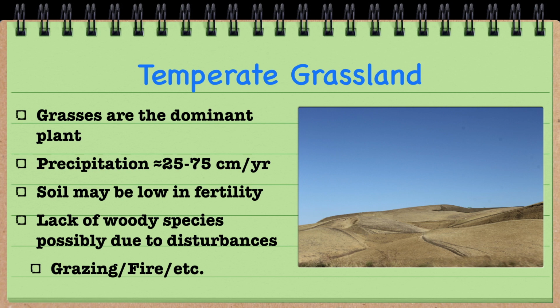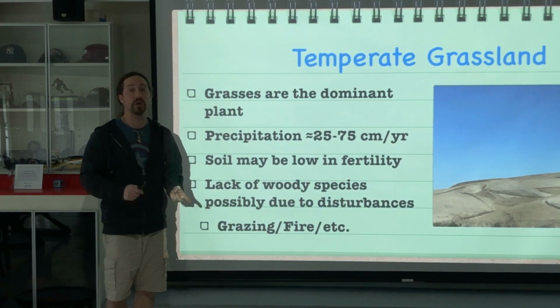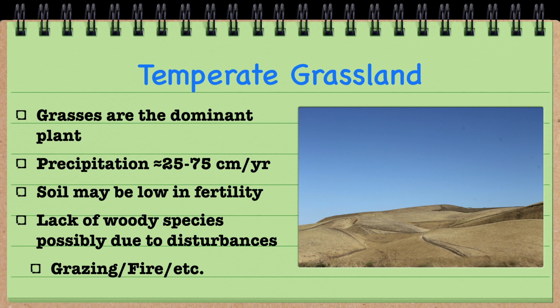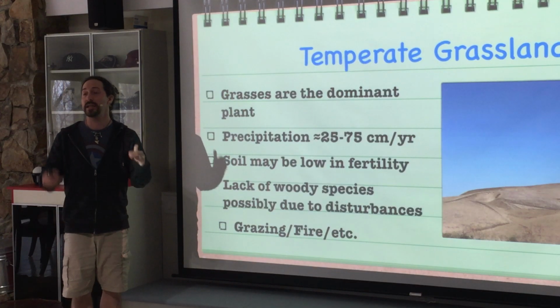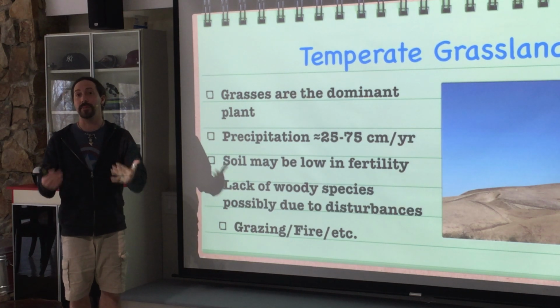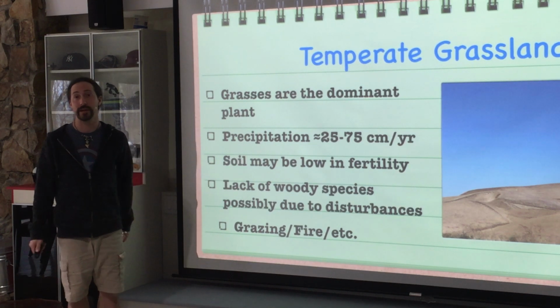Also, besides just the fact that the nutrients aren't as rich and because you have less rainfall, they typically also deal with disturbances. We're talking about wildfires. We're talking about large grazing animals. We're talking about different things that would disturb the growth of a woody species, because a woody species takes a lot longer to grow than it does other non-woody plants like grasses or ferns. So, woody species typically don't do well in grasslands because of those disturbances. They are not able to succeed. They die off too quickly.